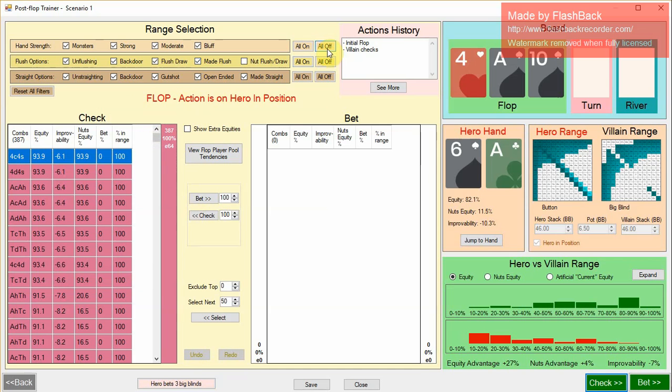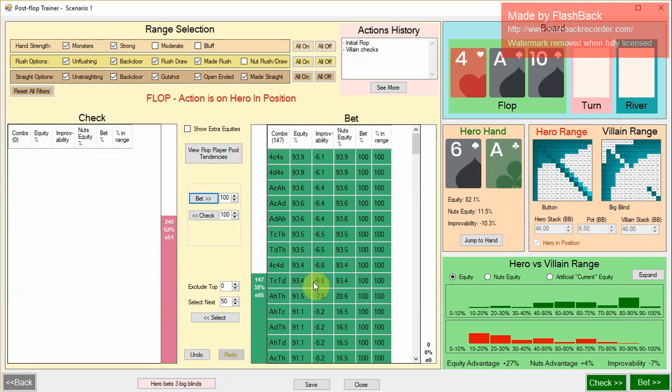I think to start with, if we turn everything off, then we turn monsters on, which are those ones we were just looking at, sets and two pairs, and also all strong hands. And we highlight all of those and bet all of them. That's a good starting point, I think, for betting all of our strong hands, which is going to be all our monsters and all our ace high hands. So basically all our aces.